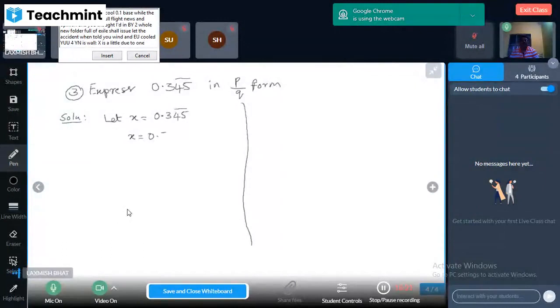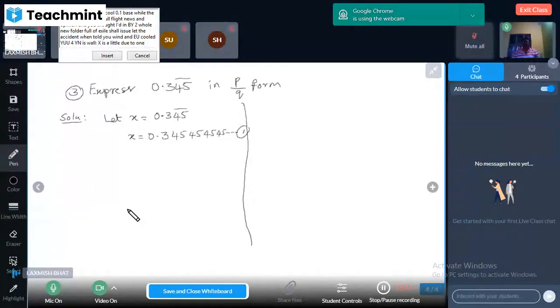0.3 is not repeating here. 3 is a non-repeating term here. Only 45 repeats. Again we have 45, again we have 45, like this. This is equation number 1.